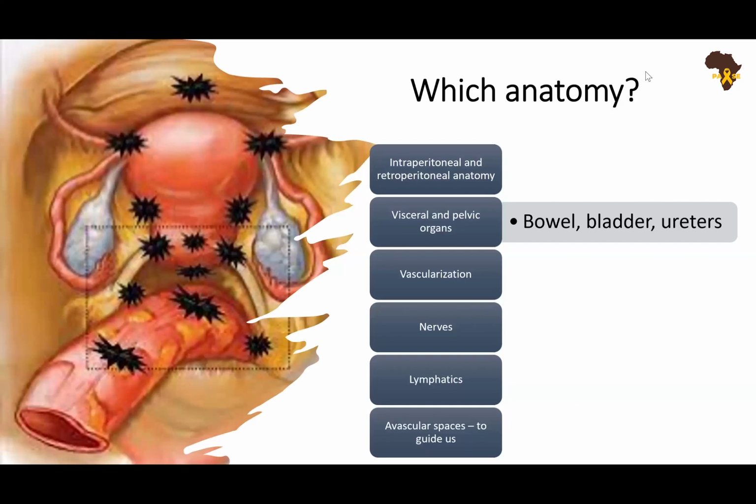Which anatomy would we need to know? The intraperitoneal, which all of us would probably know, but more importantly, the retroperitoneal, the visceral and the pelvic organs, the bowel, the bladder, the ureters in specific. We need to know the vascular anatomy, because if we need to secure ourselves from bleeding from major vessels, then we need to know that anatomy. The nerves, to avoid damage to them. Lymphatics and avascular spaces, to guide us in which plane to dissect so as not to land into unnecessary bleeding.